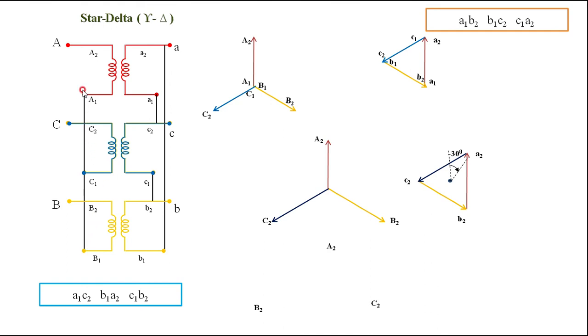Then I am making once again the star connection. All ends of A1, C1 and B1 are short circuited and the input is at ACB. Now you have to look into the secondary connection. That is A1 is connected to C2, that is the A1 C2 connection. Then C1 B2, that is C1 B2 here. Then B1 A2, B1 it is A2.